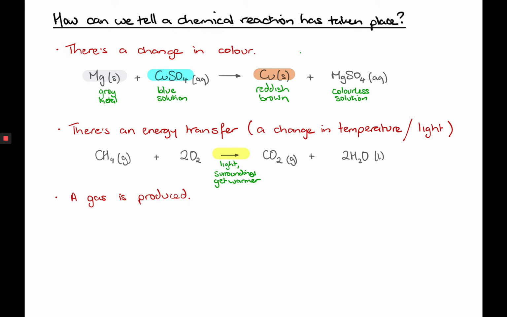We might as well just carry on with the others. So a gas is produced as another piece of evidence. Thinking back to something else we've done in the course, in reactions of acids, you've done metal and acid producing a salt and hydrogen.